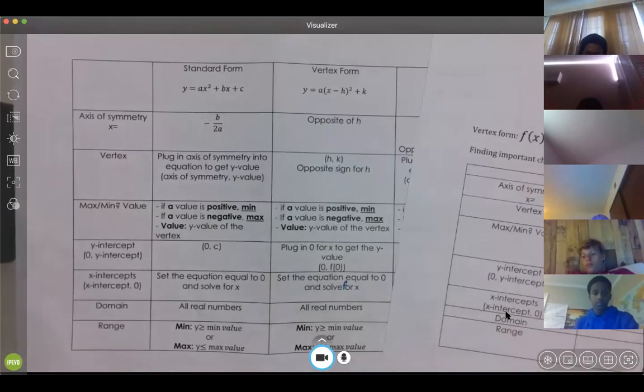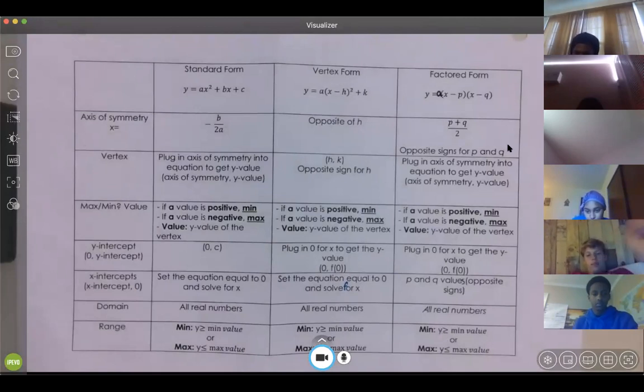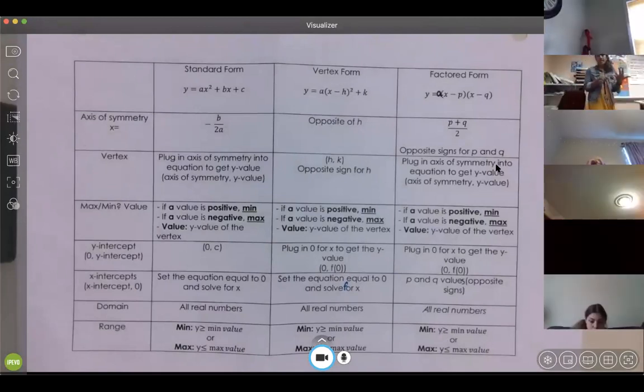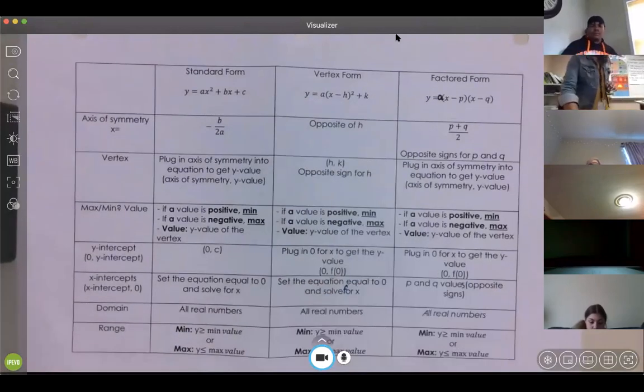All right, so vertex form should look familiar because it's basically what we talked about on Tuesday. I just didn't tell you it was vertex form on Tuesday. So when we talked about transformations and the A and the H and the K, that was all based on vertex form. So the formula y equals a times (x minus h) squared plus k.